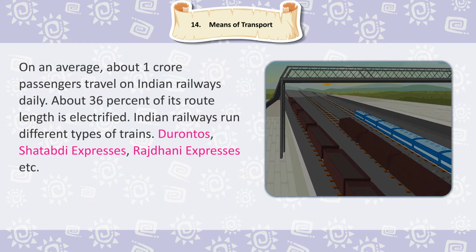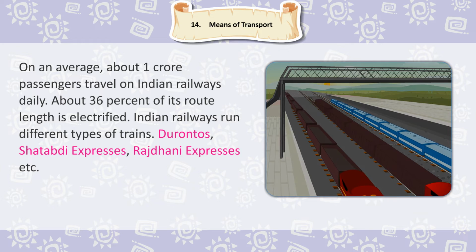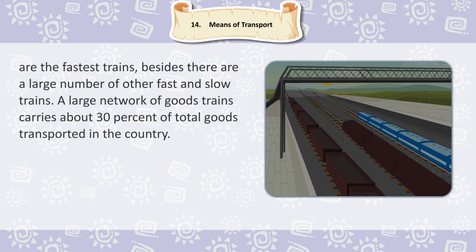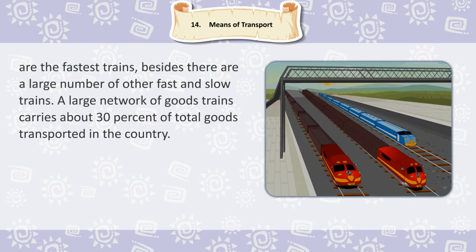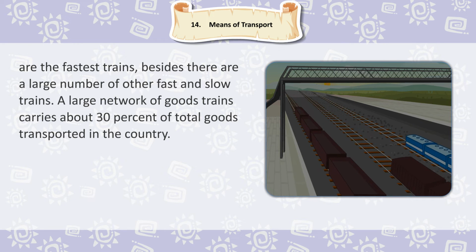Indian Railways run different types of trains. Durontos, Shatabdi Expresses, Rajdhani Expresses, etc. are the fastest trains. Besides, there are a large number of other fast and slow trains. A large network of goods trains carries about 30% of total goods transported in the country.